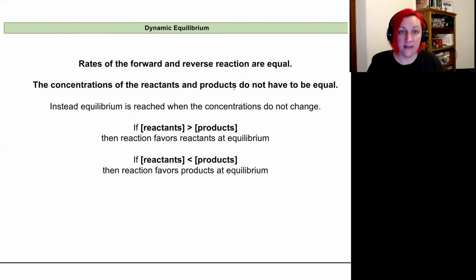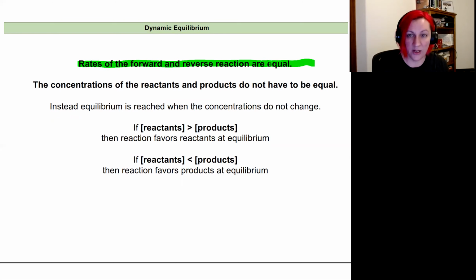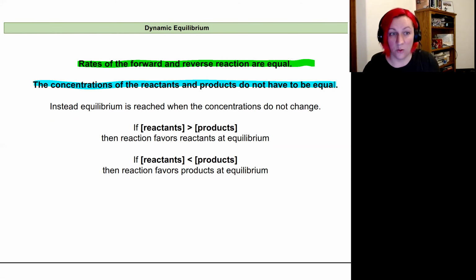So we'll see that at dynamic equilibrium, the key part is that the rates of the forward and the reverse reaction are equal. Now, the concentrations of the products and the reactants do not have to be equal. So we'll characterize equilibrium as usually one of two things. There's perfectly equal, we can talk about that too.